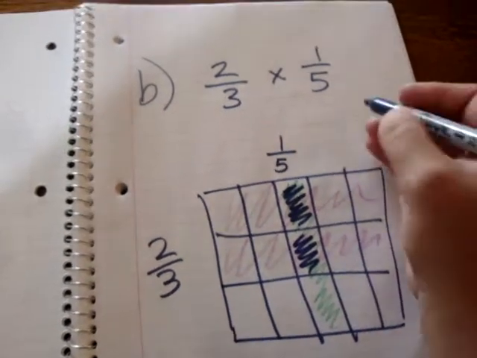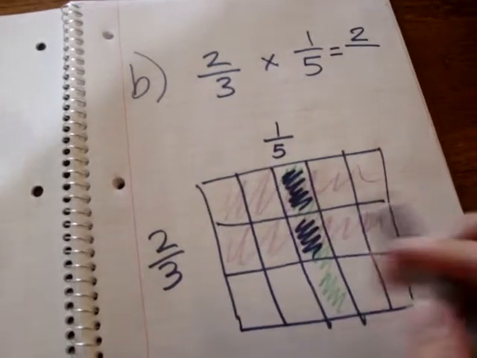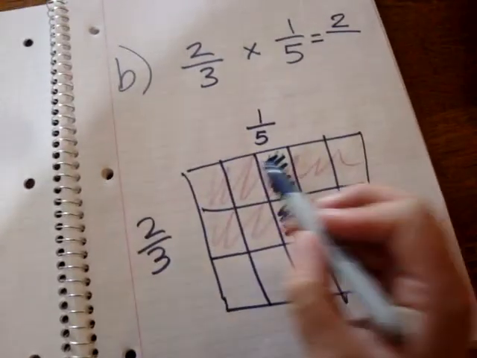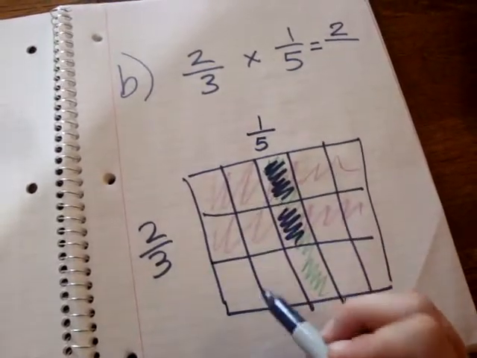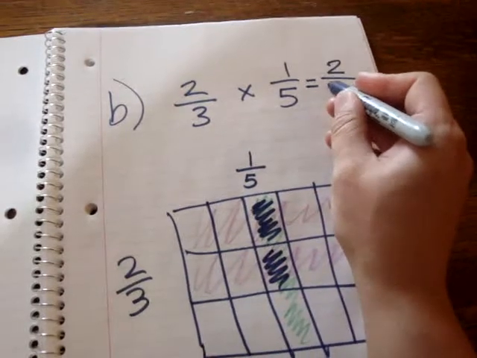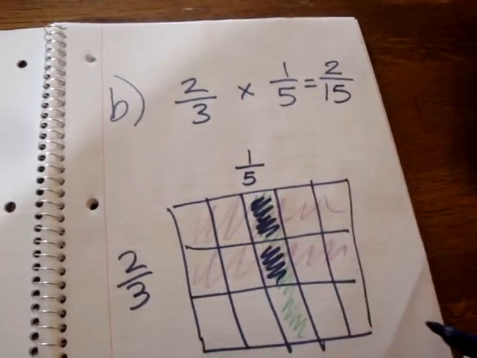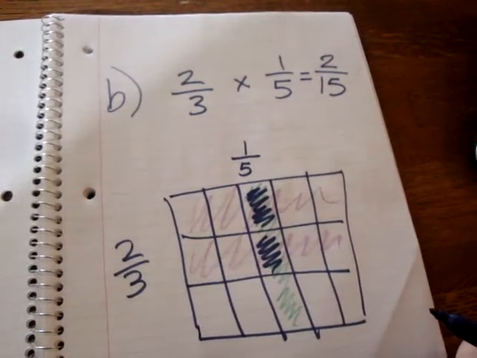So how much of the whole pan did I eat? Well, I ate 2 parts, that's for sure. So 2 parts out of how many total of those equal sized parts are there in the whole pan? Well, there's 1, 2, 3, 4, 5 across, 3 down, 5, 10, 15. There should be 15 total sections. So I ate 2 out of 15. And there's no way to reduce that. So my final answer there would be 2/15.